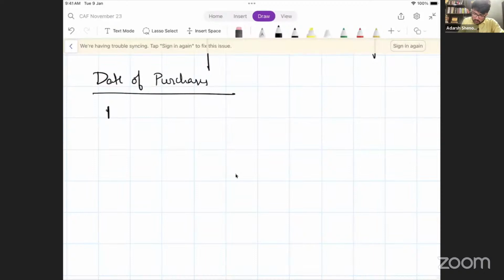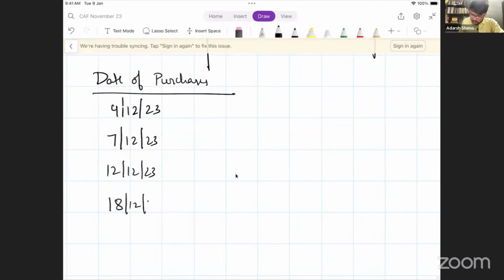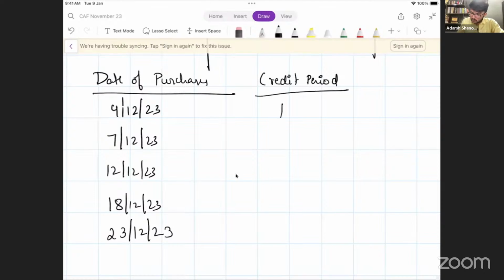So, dates of purchases. Let's say we have purchased on 4th of December 23, 7th of December 23, 12th of December 23, 18th of December 23, and 23rd of December 23. And every time I purchased, I got a credit period. The credit period was 1 month. For all of these, let's say I got 1 month credit period. 1 month, not 1 minute, 1 month.